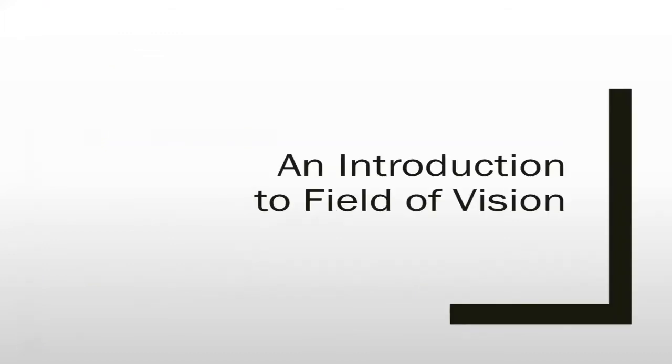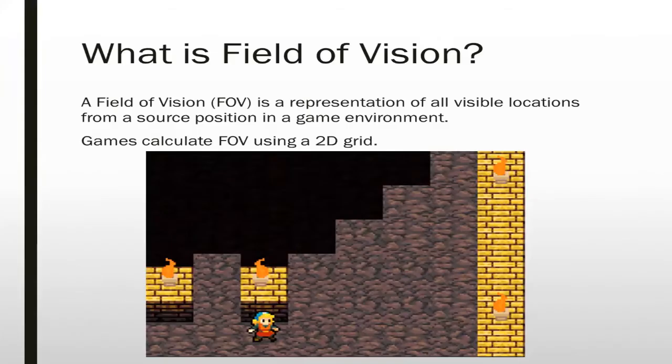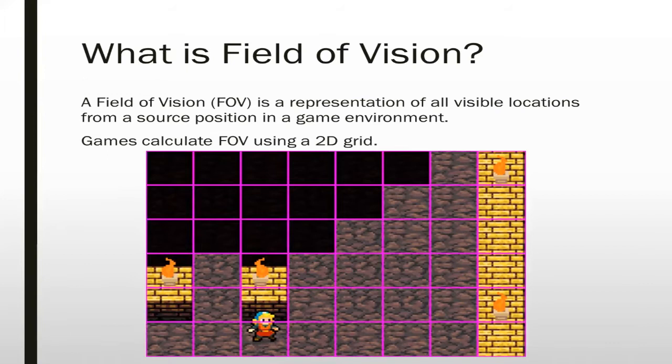Firstly, an introduction to field of vision. A field of vision, or FOV for short, is a representation of all visible locations from a source position in a game environment. And games calculate field of vision using a two-dimensional grid. This image is an example of a simple game which uses field of vision. Here you can see the field of vision grid cells highlighted over the game environment with pink lines.